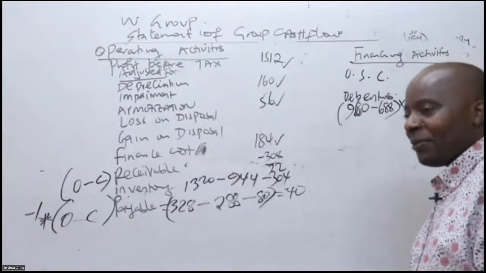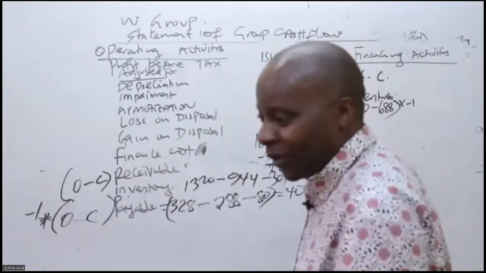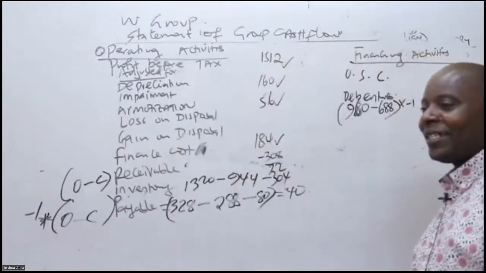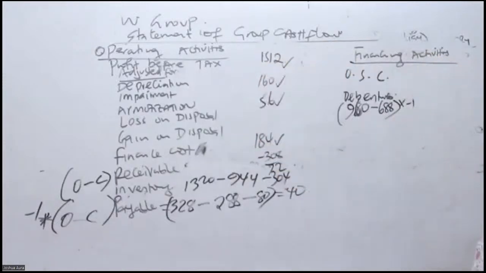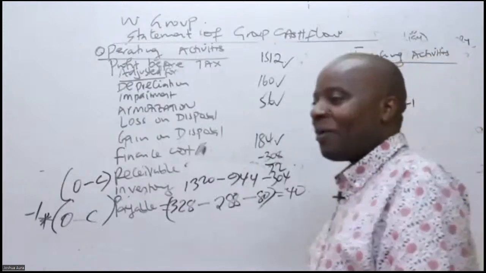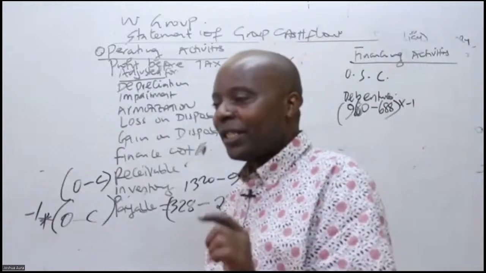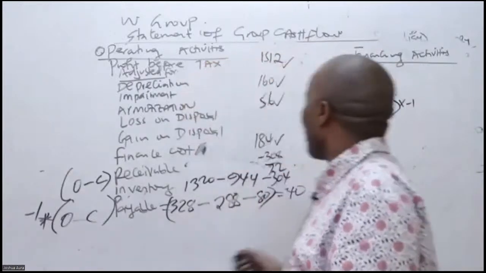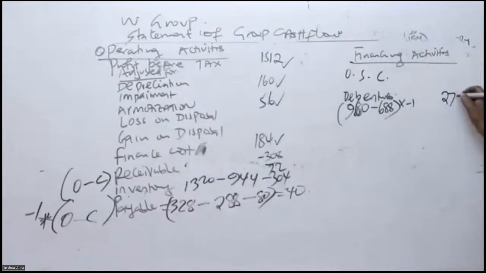What are we getting here? Remember the subsidiary we sold there, 272. Are you sure it is positive really?